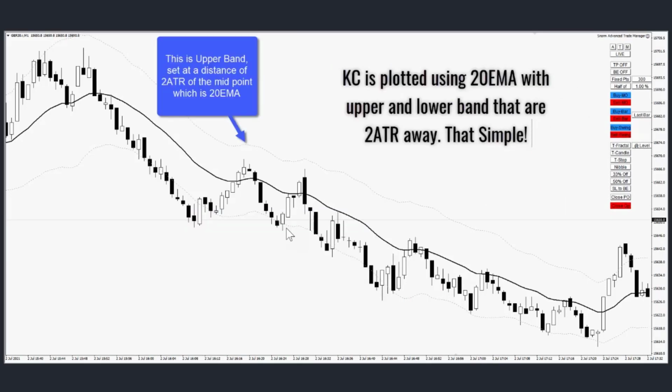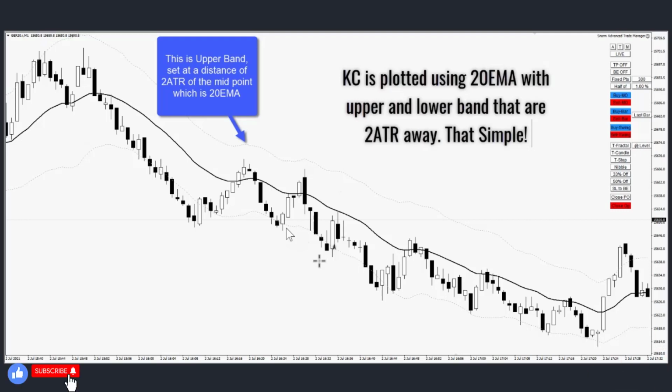Right, so what's next? So the KC is plotted using what you see on the chart. I've just randomly selected yesterday's M1 chart. This was not even a high volatility period, it was a low volatility period, and that's why I've chosen this chart from yesterday, because it's not one of the most beautiful charts, right? What we have done is that we calculated the KC using the 20 EMA, and the dotted lines are the upper and the lower bands. They are calculated 2 ATR away.